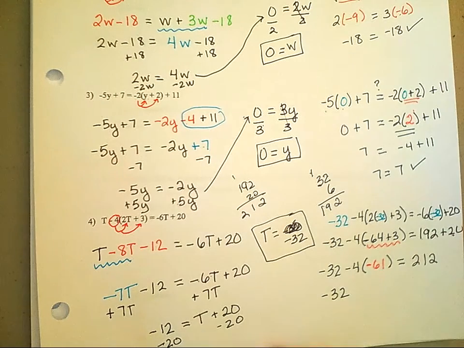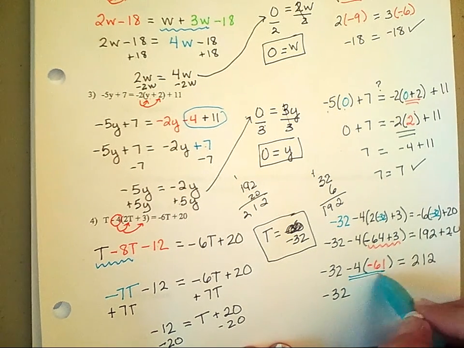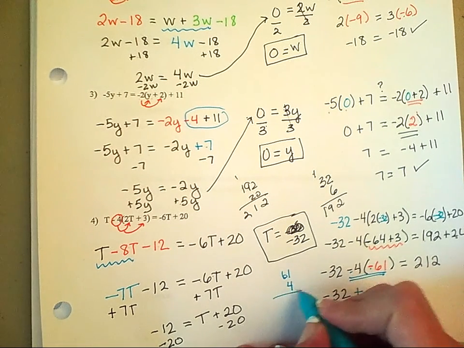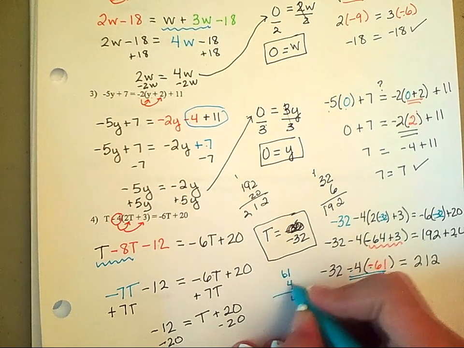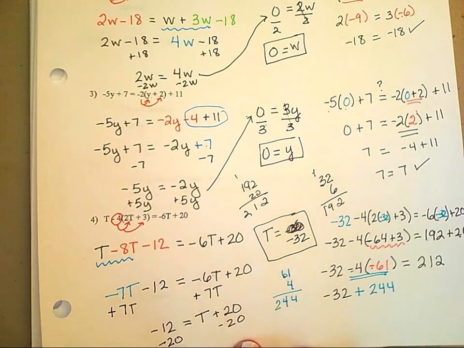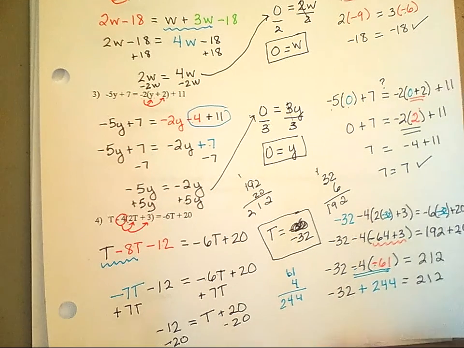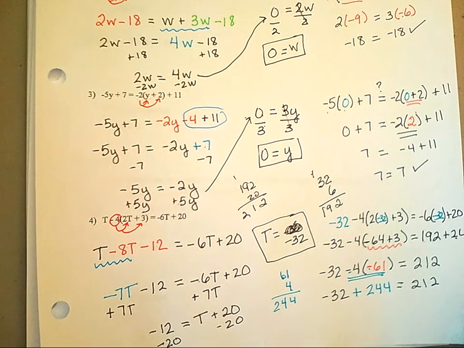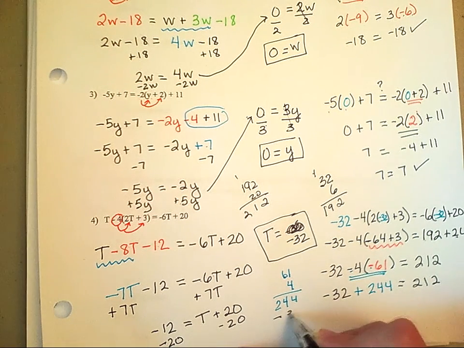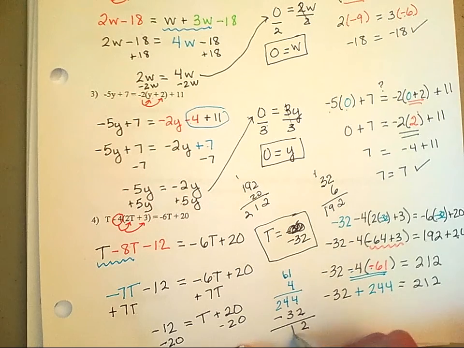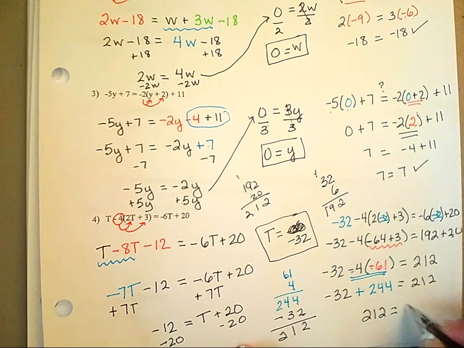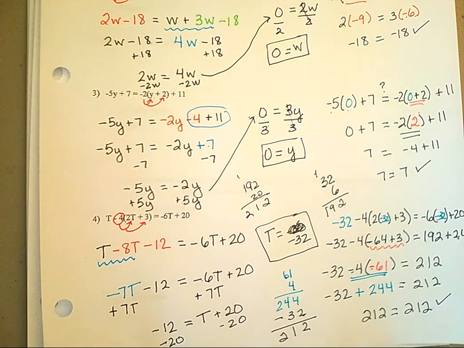Now here, again, continuing to follow the order of operations, the negative and the negative will become positive. 61 times 4. 4 times 1 is 4. 6 and 4 are 24. Okay, so plus 244. Does that equal 212? And we're almost there. Now we have negative 32 plus 244, so let's subtract 32 from that. 2, 1, 2, and the sign of the larger number, which is positive. So it checks.